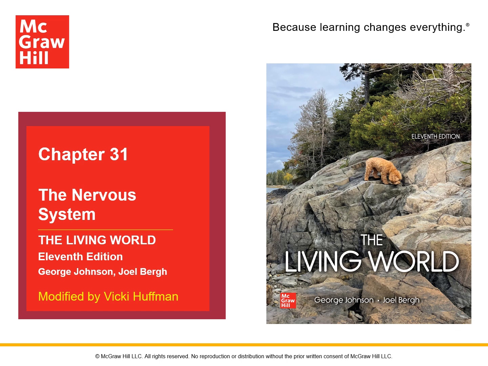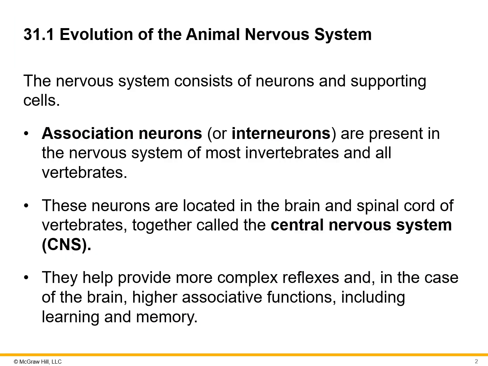Chapter 31 is getting back to our systems, going through the nervous system. All right, so our nervous system has two main parts. It has neurons and then supporting cells. Looking first at the neurons, there are association neurons, also called interneurons, and those are present in most invertebrates, but all vertebrates. They're located in the brain and the spinal cord, and the brain and spinal cord collectively make up the central nervous system. Those interneurons especially help with complex reflexes, in the case of the brain, that include learning and memory.